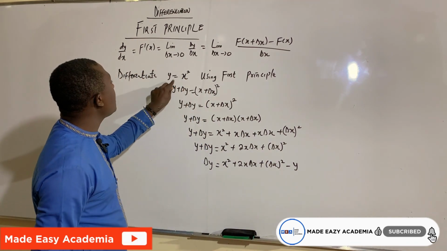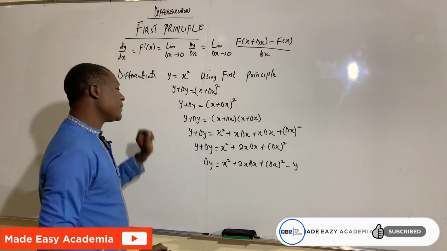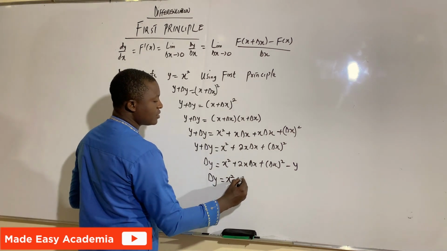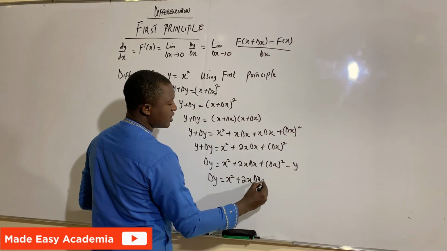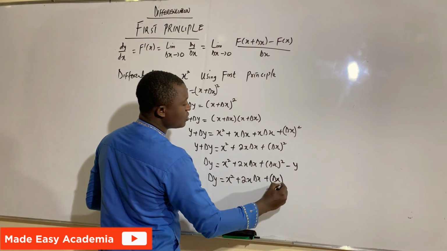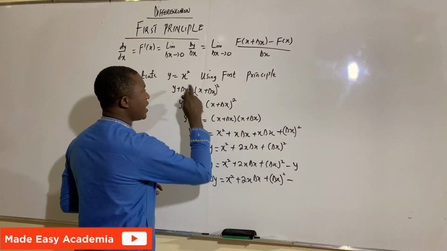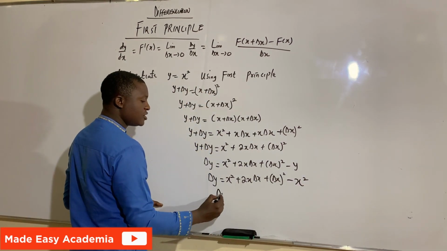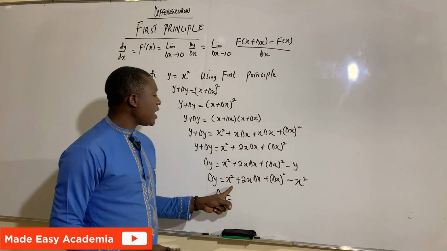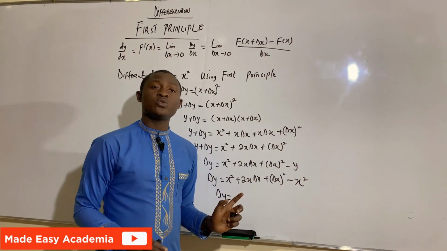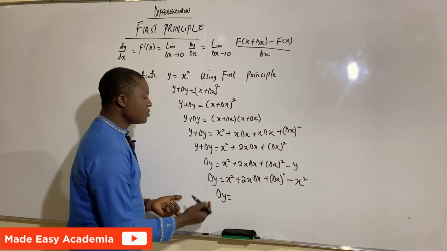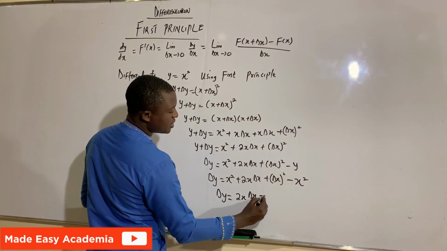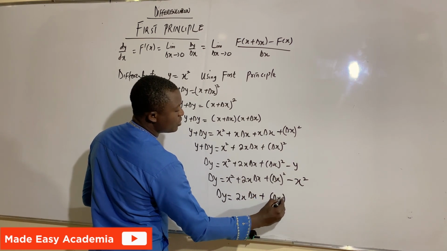Yeah. So from here we have that y is equal to x squared. So here we have change in y is equal to x squared plus 2x change in x plus change in x all squared minus y, so our y is x squared. So here we have change in y is equal to x squared minus x squared. What are we going to have? We are going to have 0. So what do we have left now? What we have left is 2x change in x plus change in x all squared.